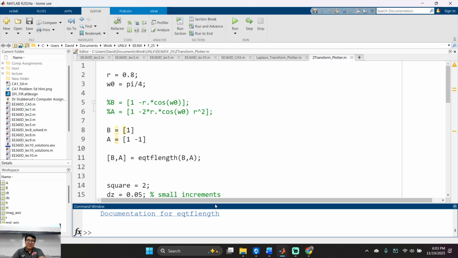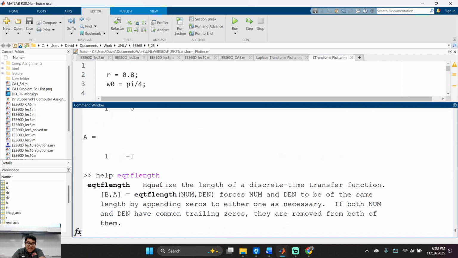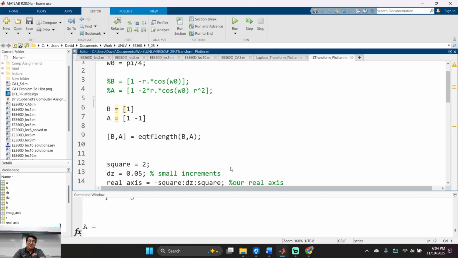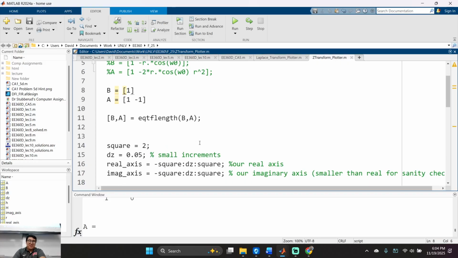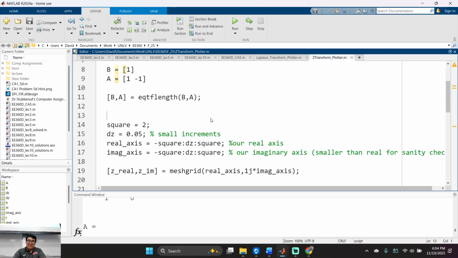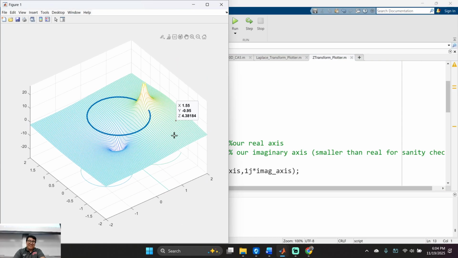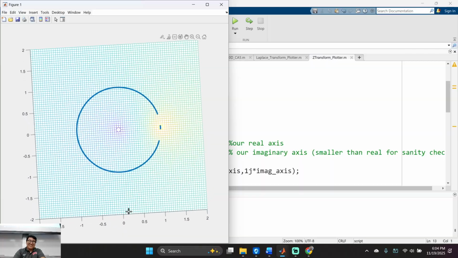What is this function? Come on, I hate this. There we go. Equalize the length of a discrete time transfer function. Okay, so equalize transfer function length. That's what it means. Anyways, we're going to do our unit step. Run. Does that look cool?